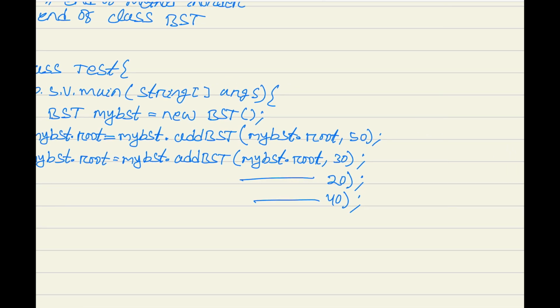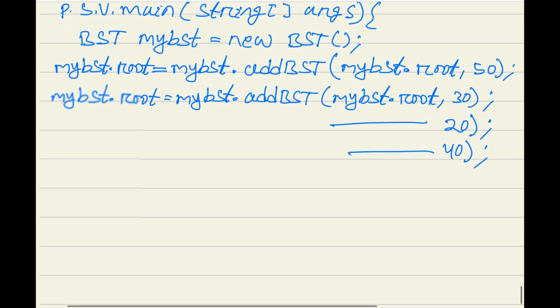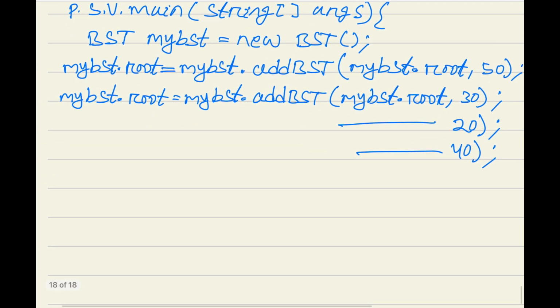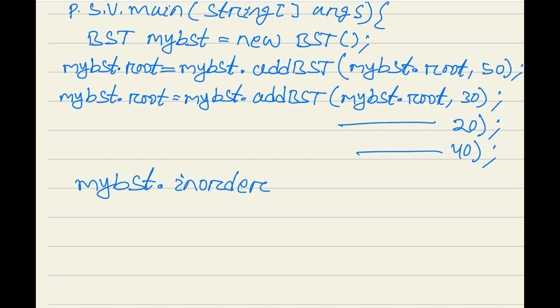So after that we can call the inorder method that we have just defined. So we can call like this myBST dot inorder. So it is going to print the inorder traversal of the tree that we are passing the root as the argument. So we are passing myBST dot root as the argument. So it is going to print the inorder traversal of the binary search tree myBST.